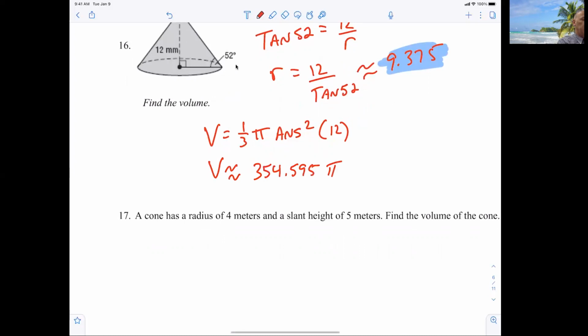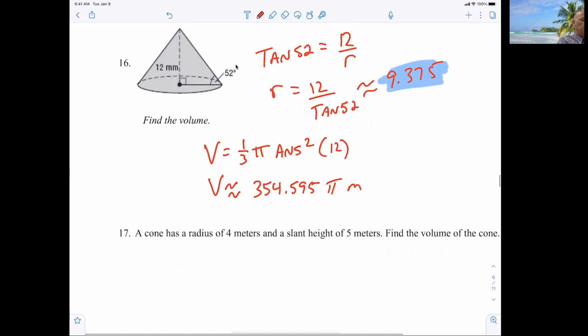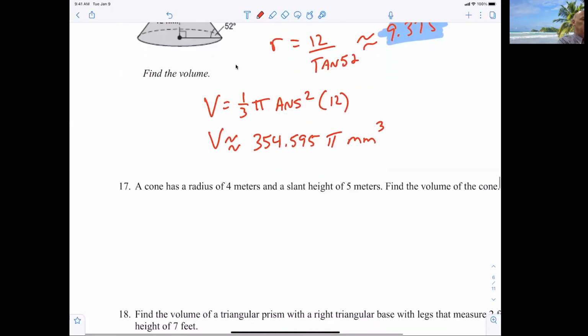Anybody else get that? Millimeters cubed. Somebody said 351. All right, so I just misheard you. 351. All right, anybody have any issues with that?